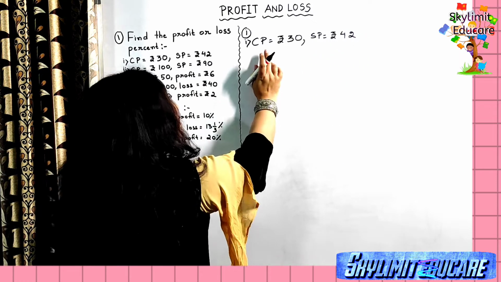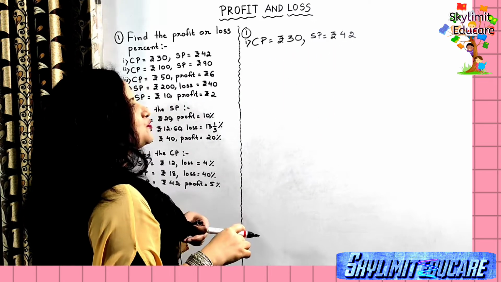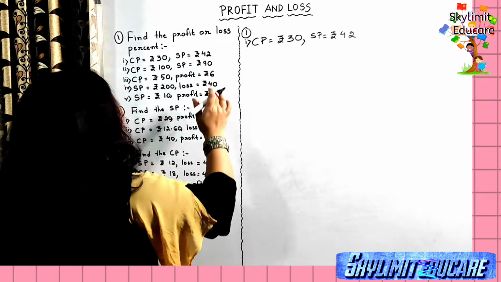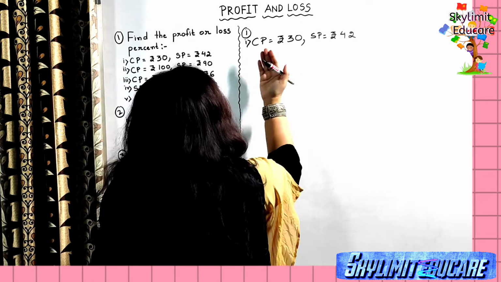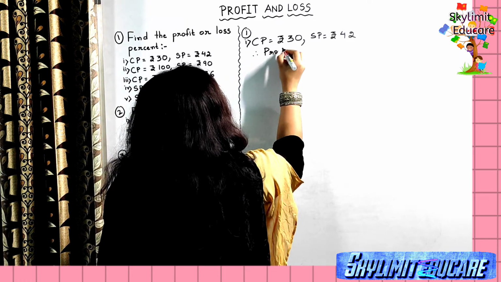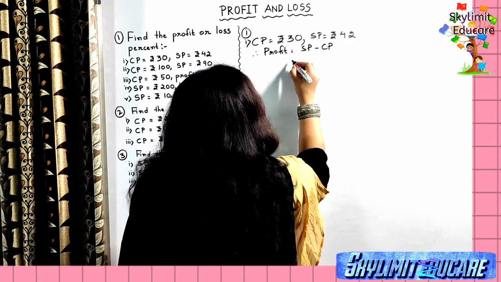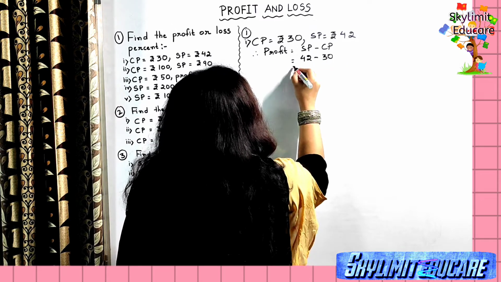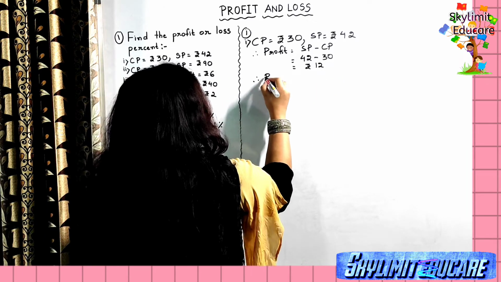As you can see, students, here CP is less than SP. Selling price is more, so obviously you have got a profit here. First you have to identify whether it's a profit or loss and then find out the profit percent or the loss percent. In this case CP is less than SP, so that's why profit. Profit is always SP minus CP. So SP is 42, CP is 30, so that gives us rupees 12, right?